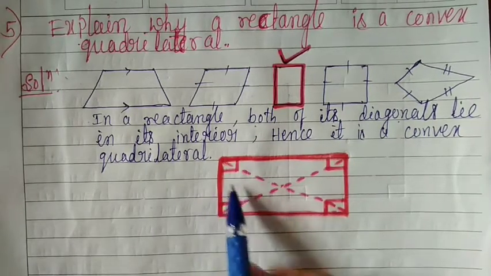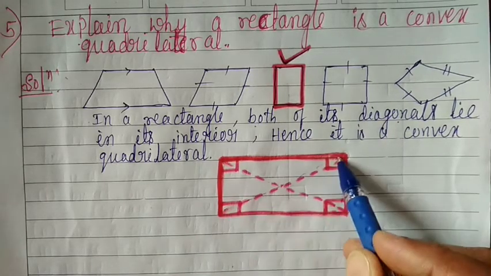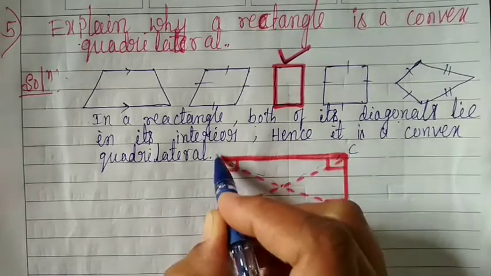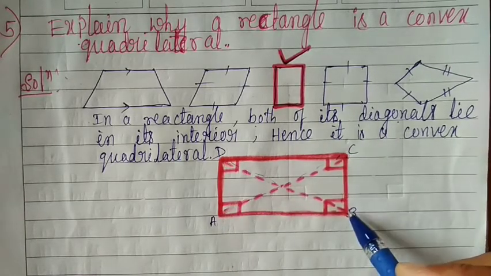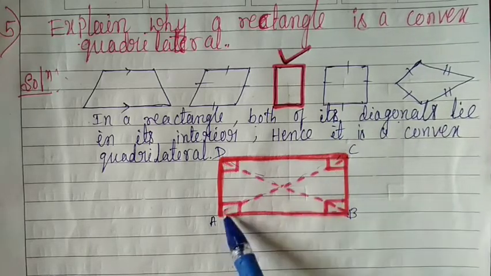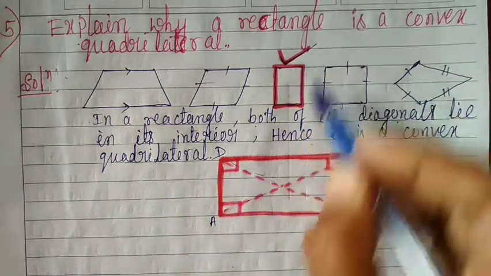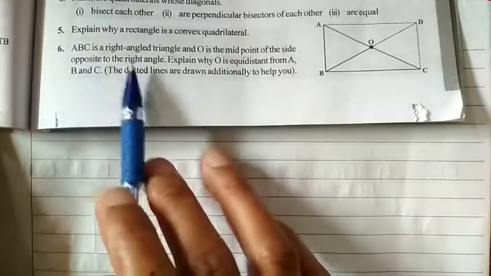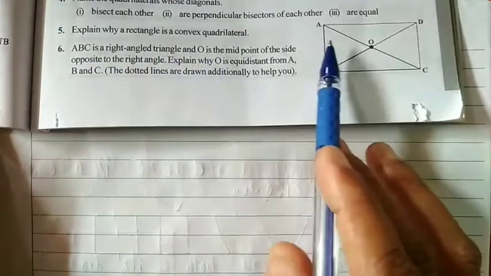Once again, in a rectangle, both of its diagonals, A, B, C, D. Here AC is one diagonal and the second diagonal is BD. Both of its diagonals lie in its interior. Hence, it is a convex quadrilateral. Sixth question. Here ABC is a right angle triangle. Look at this figure.